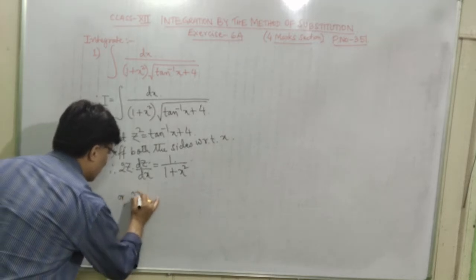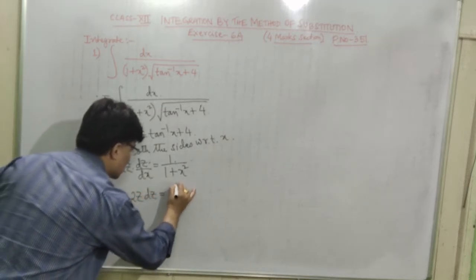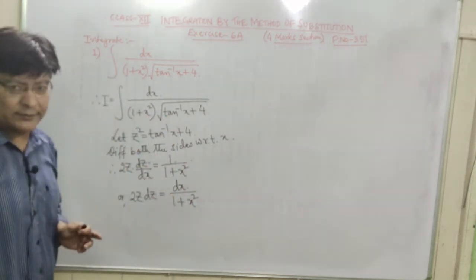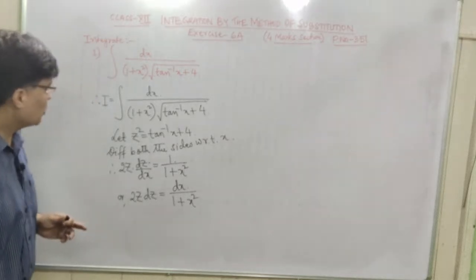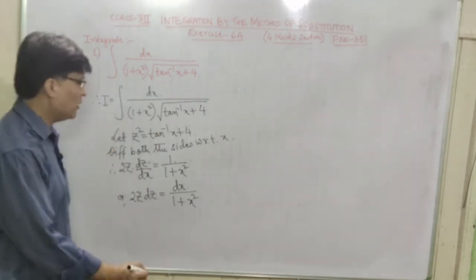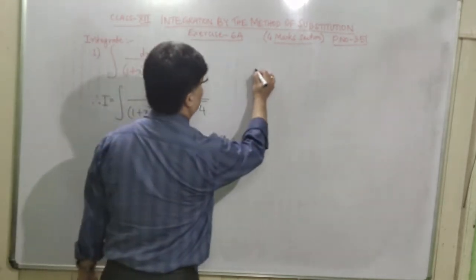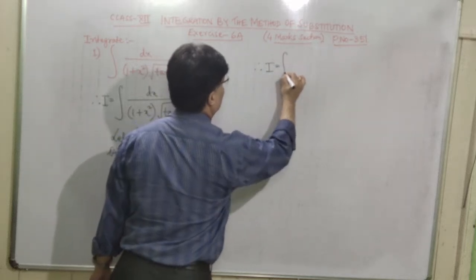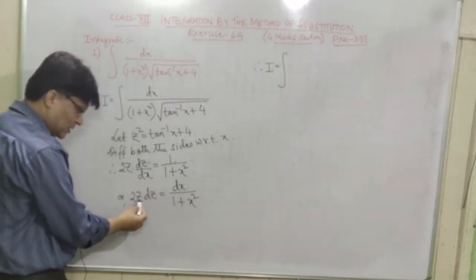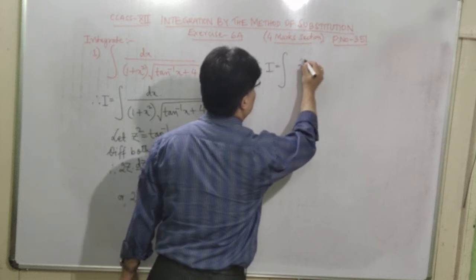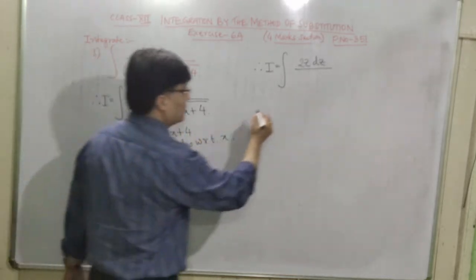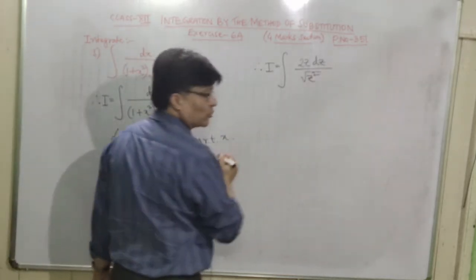So now let us find out the value for dx upon 1 plus x square. So now you can cross multiply by dx. So 2z dz is equal to dx divided by 1 plus x square. So I think you have understood it. So what will you do in the next step? You can put these values in I. So therefore what does I become now? I is equal to integral, and now what is dx upon 1 plus x square? You can write it as 2z dz, that is 2z dz divided by, now it is root over z square, isn't it? So it is root over z square, right?